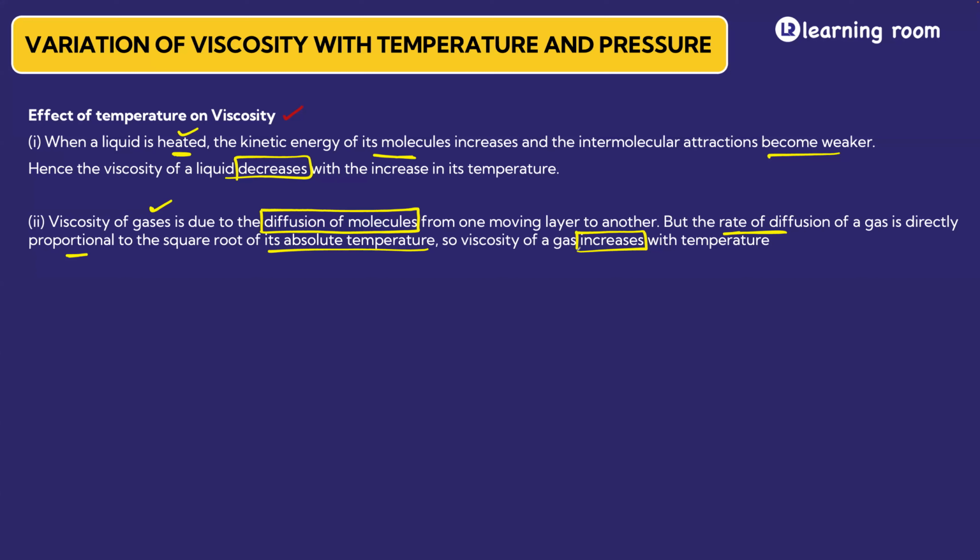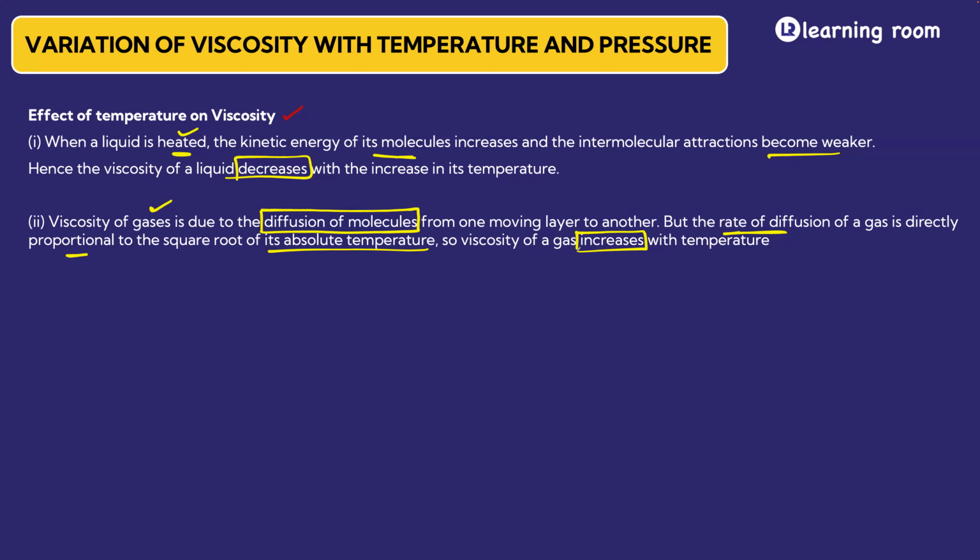Whereas in the case of gases, what is the reason for the viscosity? It is because of the diffusion of molecules from one layer to another. So what is going to happen to the rate of diffusion with the increase in temperature? It is going to increase, by being directly proportional to the square root of absolute temperature. So what will happen to the viscosity here? It will increase. Clear with this point?